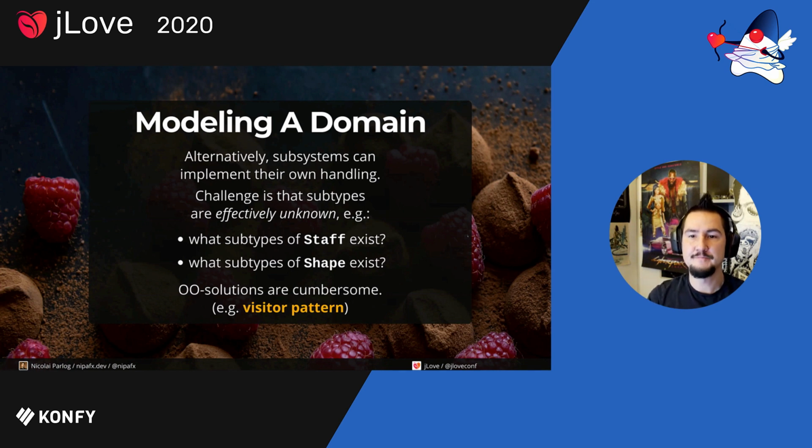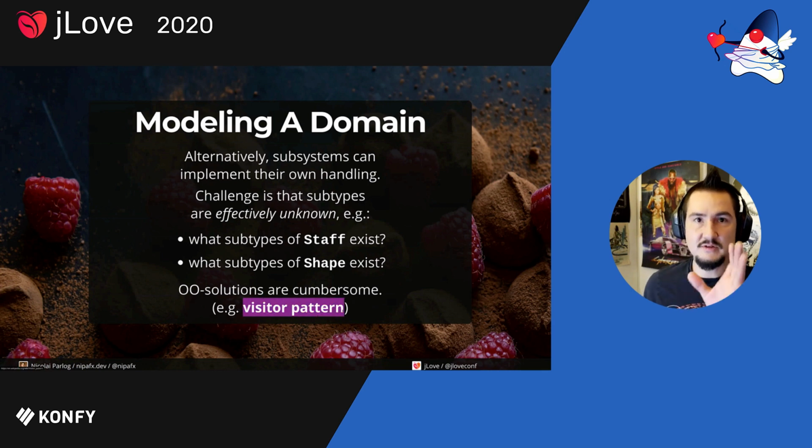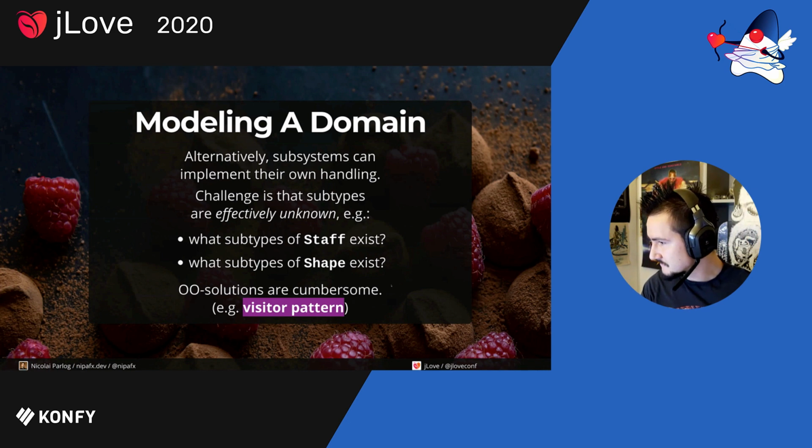So let's say you get a shape or you get a staff, and then you figure out, okay, for each subtype of staff or each subtype of shape, I want to do something specifically. And the normal OO solution to that is the visitor pattern. Right? That's what the visitor pattern is for. You get an instance of a type. You know there's a bunch of subtypes. You want to create an operation that works for each of these subtypes, but you don't want to attach the operation to the supertype. That's what you use the visitor pattern for.